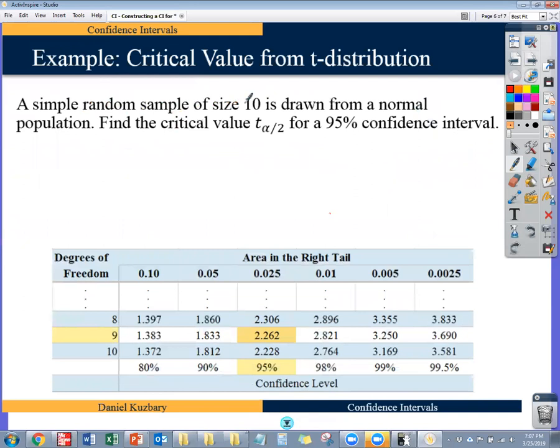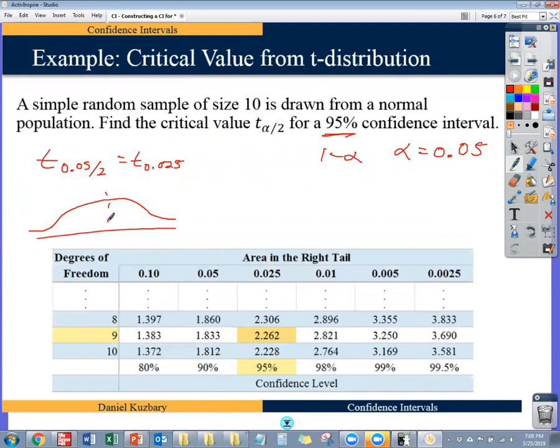Suppose a simple random sample of size 10 is drawn from a normal population. We want to find the critical value for a 95% confidence interval. So if we're doing 95% confidence, so this is our 1 minus alpha, that means alpha is equal to 0.05, which means alpha over 2 is 0.025. So we're looking for t sub alpha over 2, which is t.025, which means that on our t-distribution, t sub 0.025 is the number for which the area to the right under the curve is equal to 0.025.